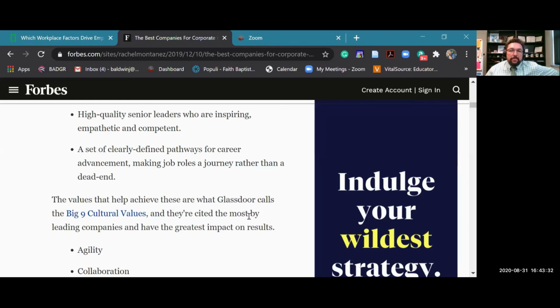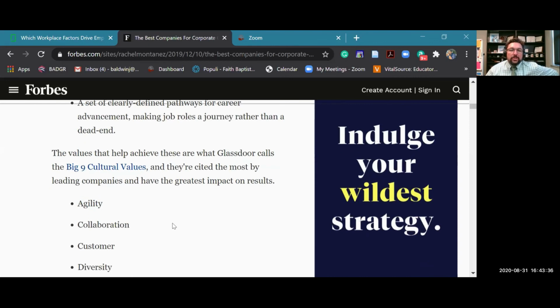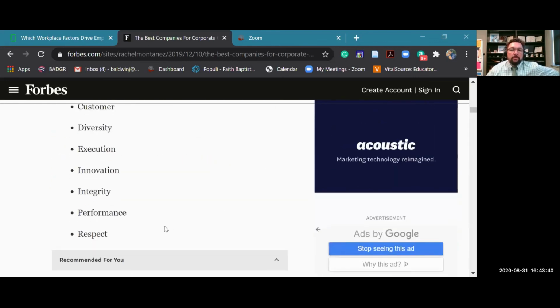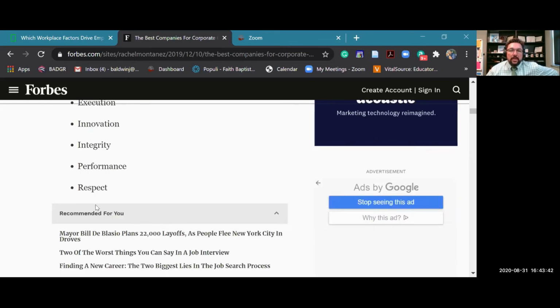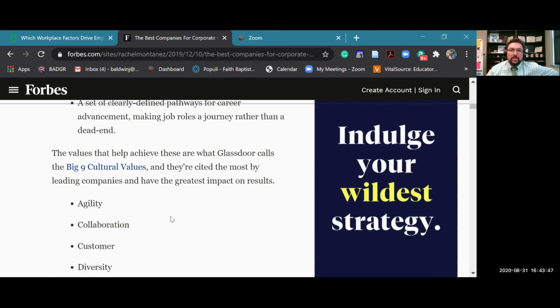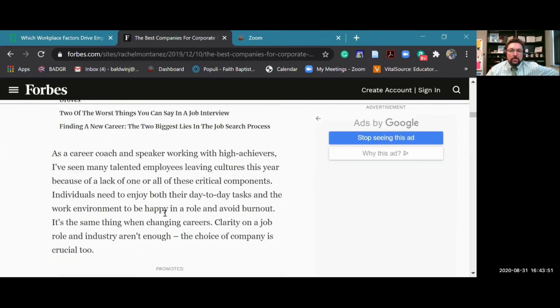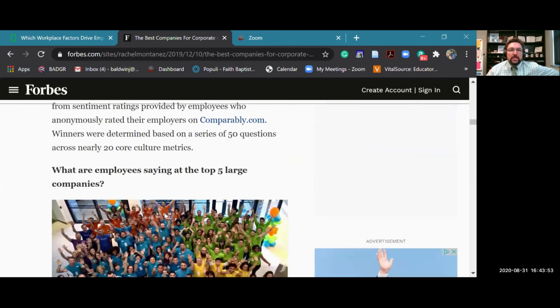9 big cultural values that a company should have: agility, collaboration, customer, diversity, execution, innovation, integrity, performance, and respect. So these are all things that they say are the most important things that define cultural values in a company. So let's look and see what are the top 5 large companies that Forbes says people just love working for.